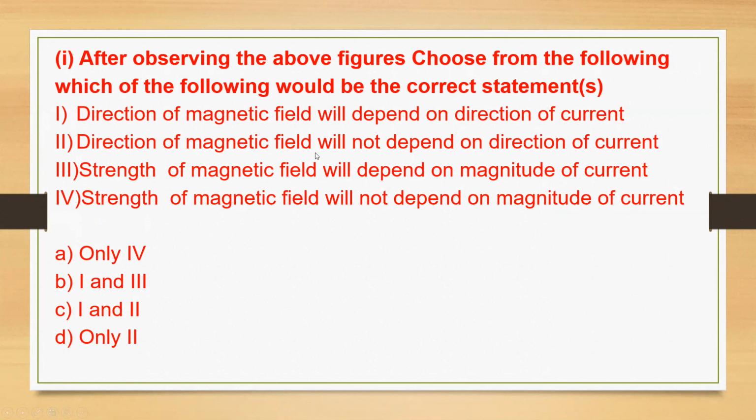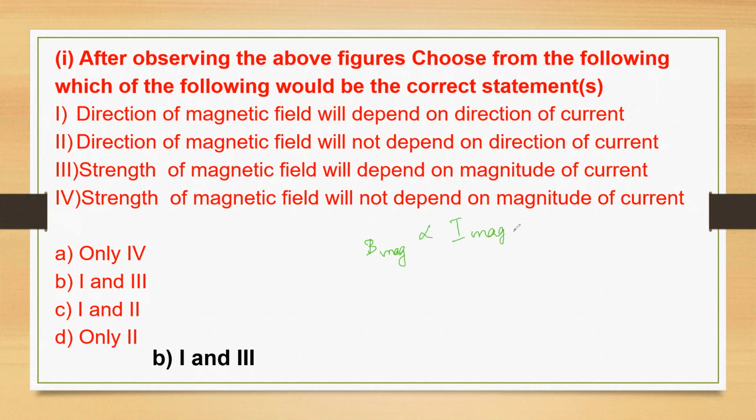Second one, direction of magnetic field will not depend on direction of current. Third one, strength of magnetic field will depend on magnitude of current. Fourth one, strength of magnetic field will not depend on magnitude of current. You can see, when the current is passing through a straight conductor, always the magnitude of magnetic field is directly proportional to the magnitude of the current.